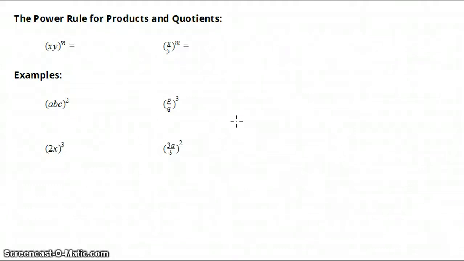Hi, this is Julie. In the last couple of videos, we've looked at rules for exponential form. We've looked at the product rule, the quotient rule, the power rule. In this video, we're going to put it all together, and we're going to look at the power rule for products and quotients.